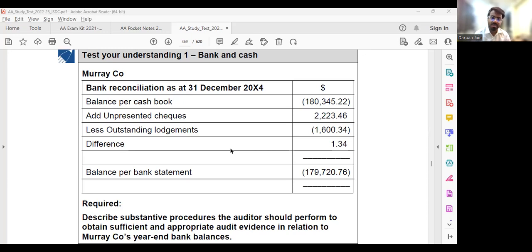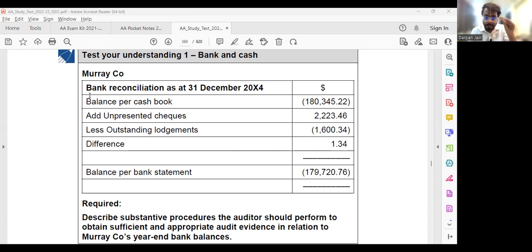And I hope everybody must have seen a BRS in your accounts. In the accounts subject, you must have seen a bank reconciliation statement, a BRS. Can anybody confirm that? In accounts subject, did you see BRS already? Okay. Thank you, Nitin. So now a BRS has been given to you.